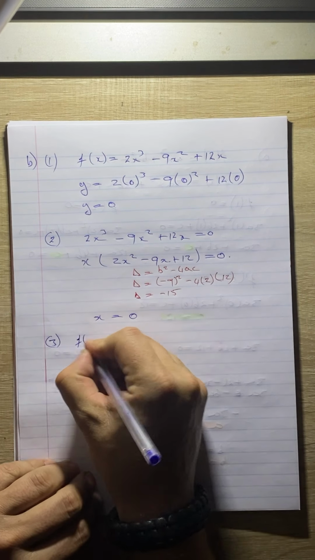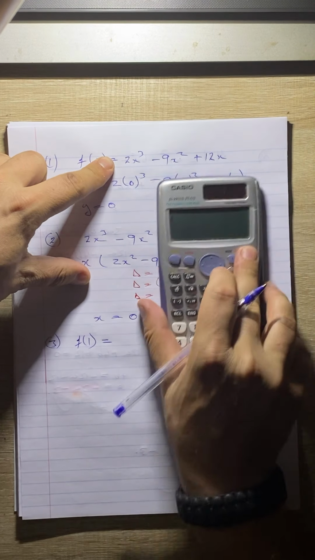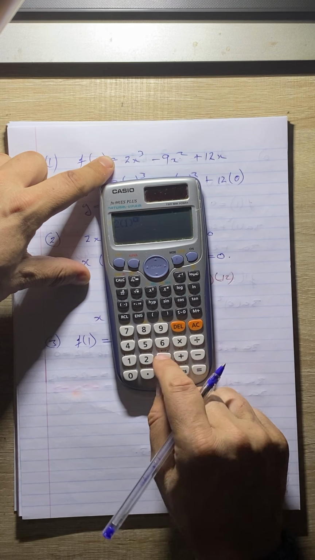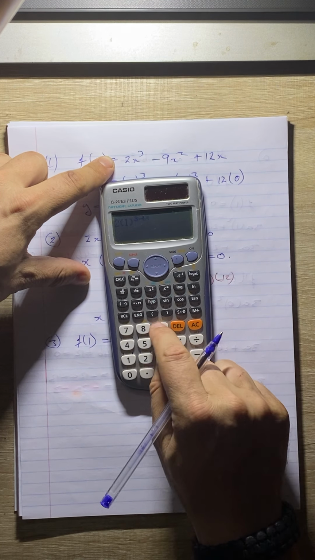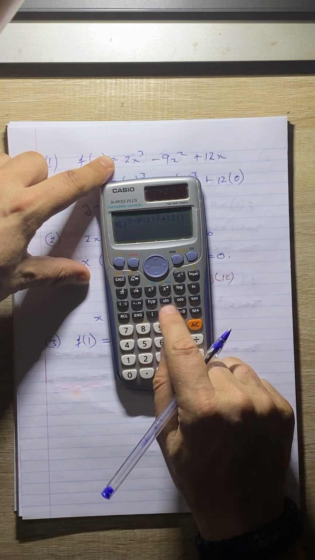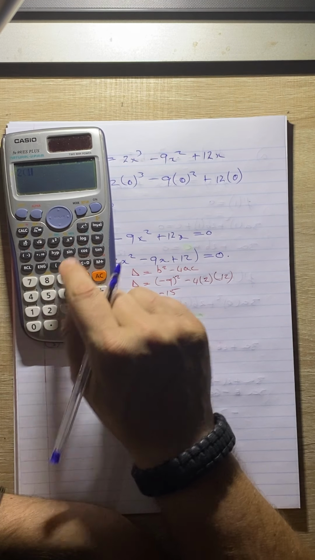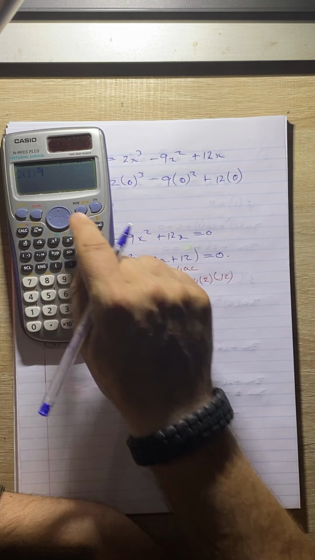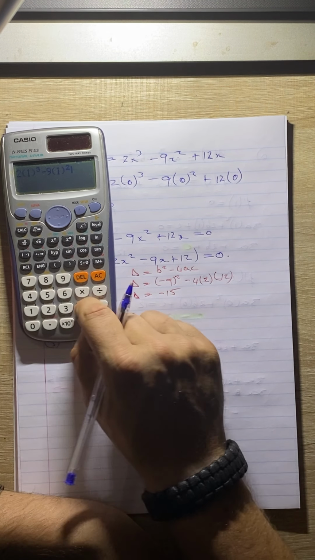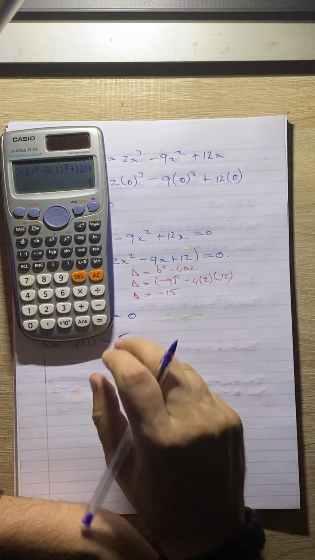So f of 1 will be equal to, and I'm just going to put it on the calculator, guys. So we've got 2(1) cubed minus 9(1) squared plus 12(1). Sorry, let's do that again. So we've got 2(1) cubed minus 9(1) squared plus 12 times 1. And we get a y value of 5.